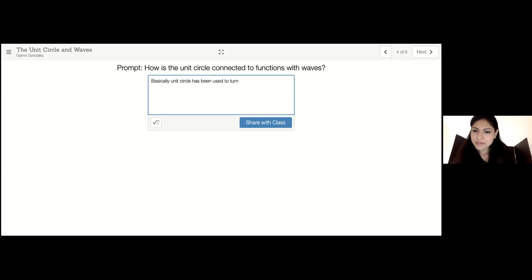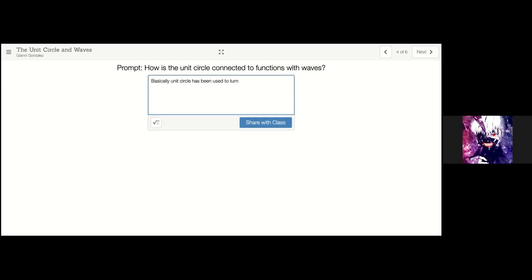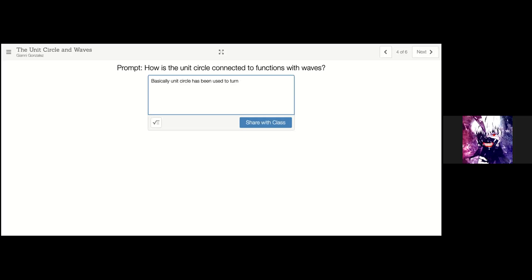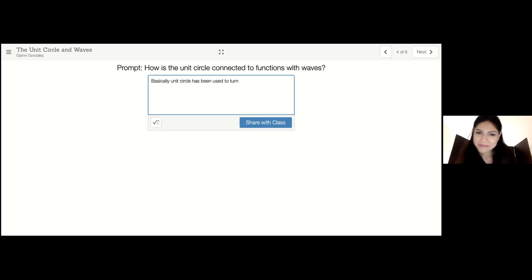Where would you say the maximum would be on a circle? At what location? Are you talking about the maximum of a circle? Yeah, if you're looking at the wave and where the maximum point was, where would that be on the unit circle? Wouldn't that just be at the very top? Yeah. Go ahead and write that, because you're making connections with the maximums and minimums of the circle and what's happening in the wave.